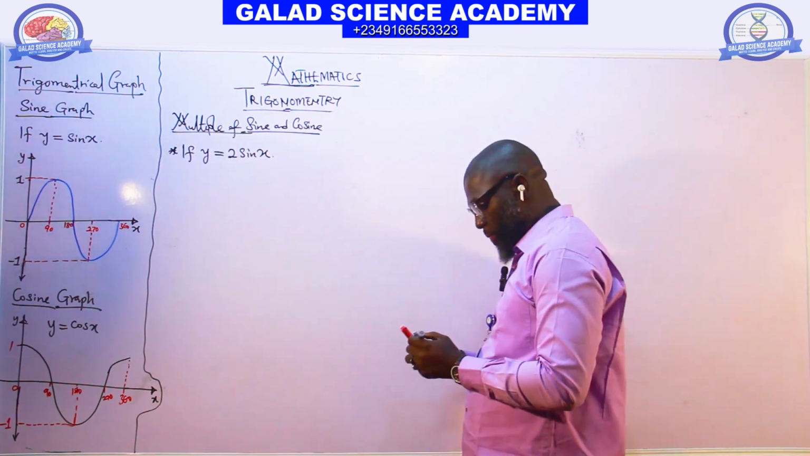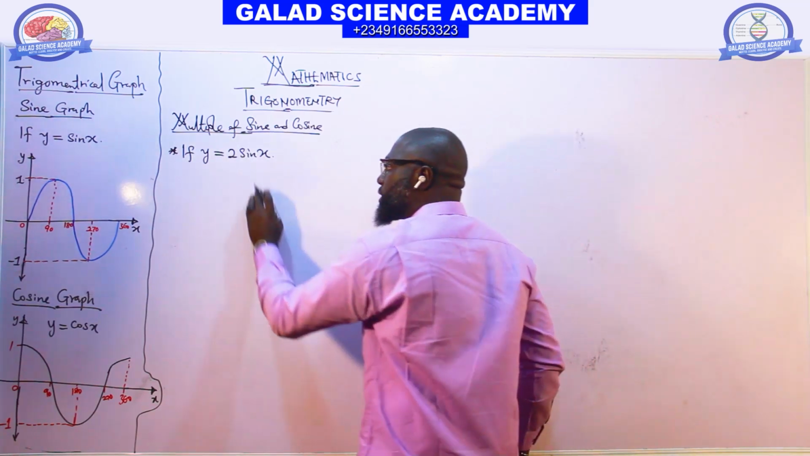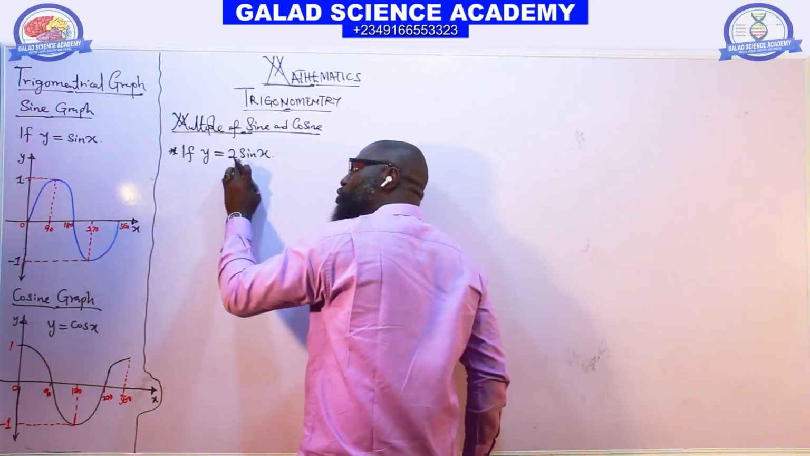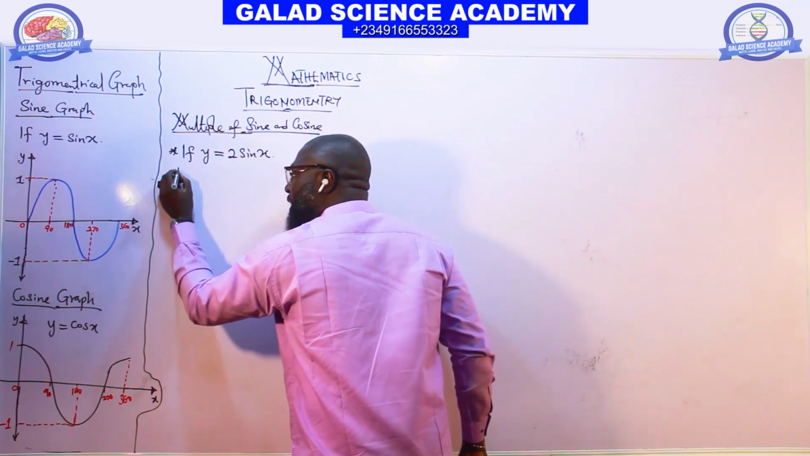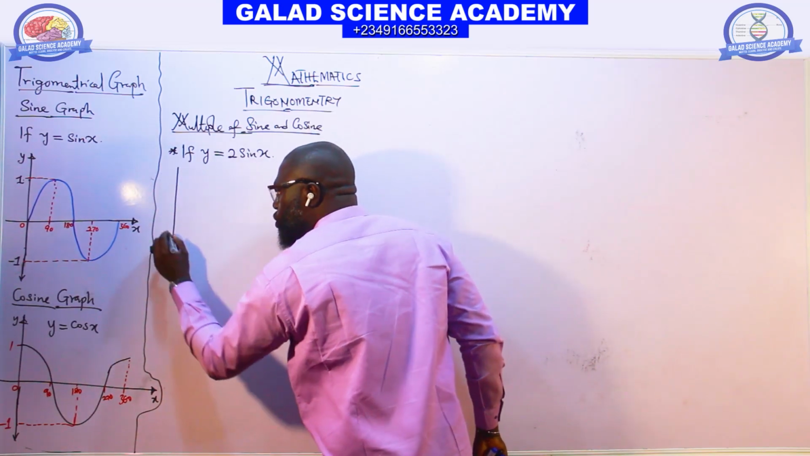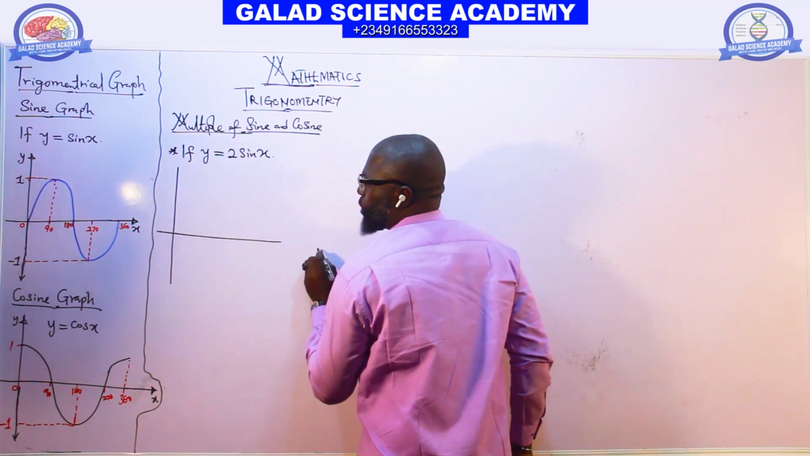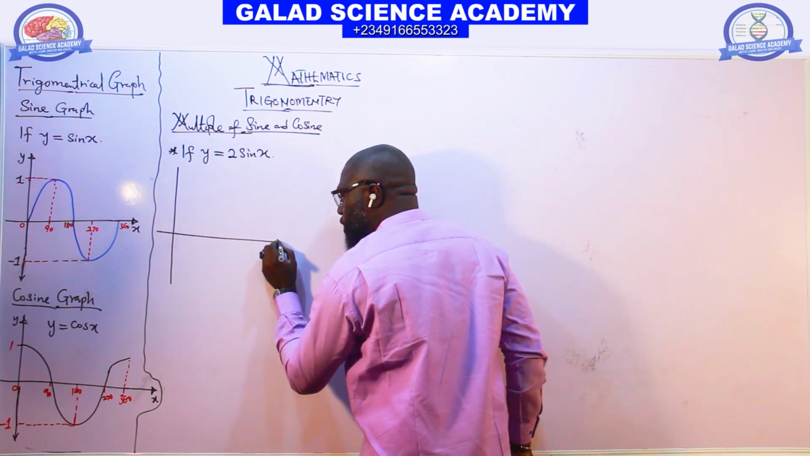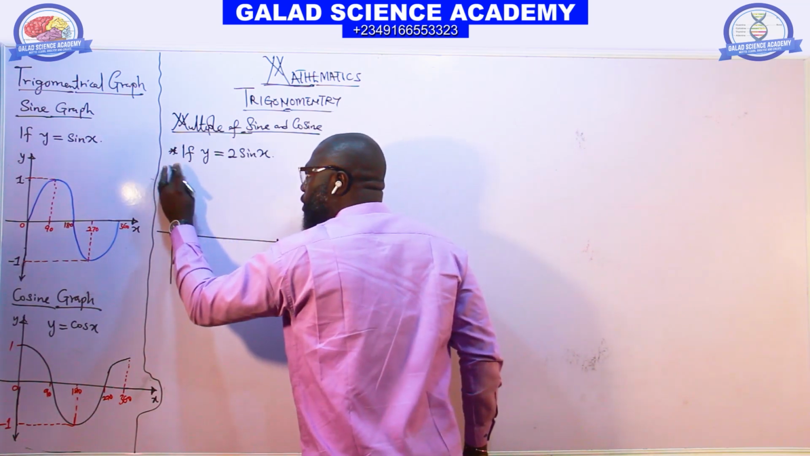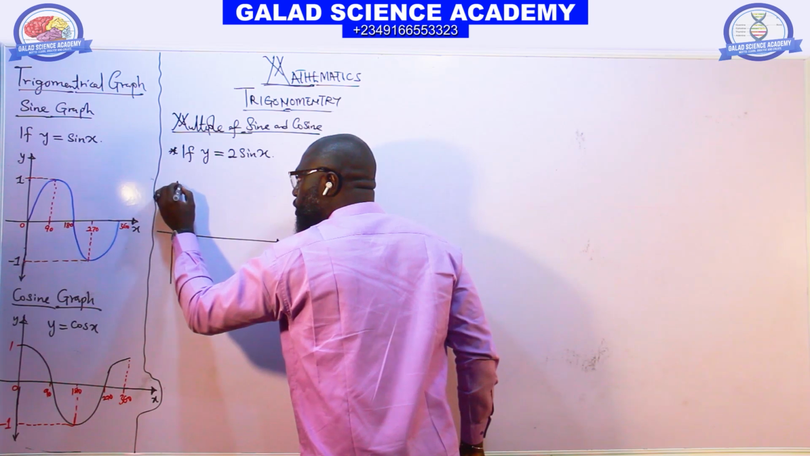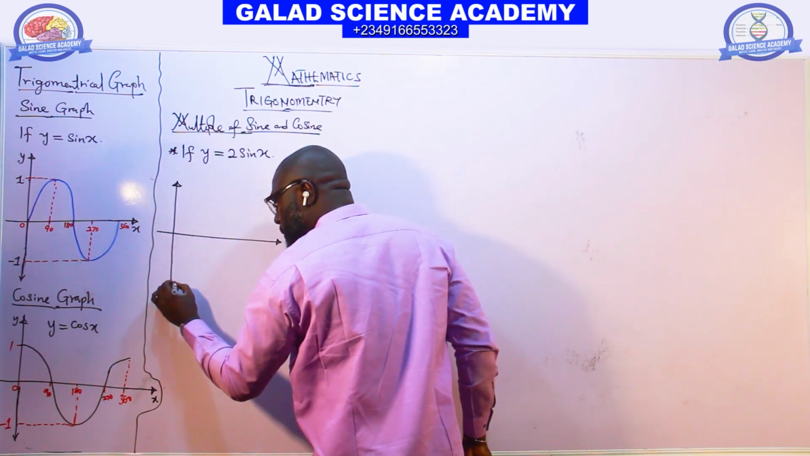to draw the graph, the amplitude here is 2, no more 1. So when the amplitude is 2, no more 1, you are now asked to draw the graph of the curve. It will be in this form.